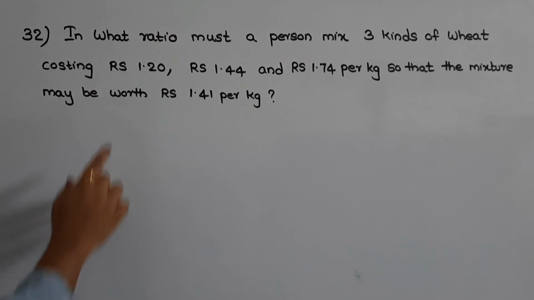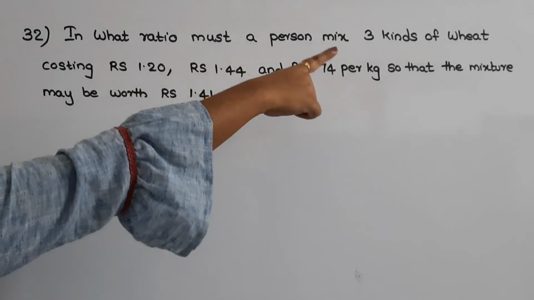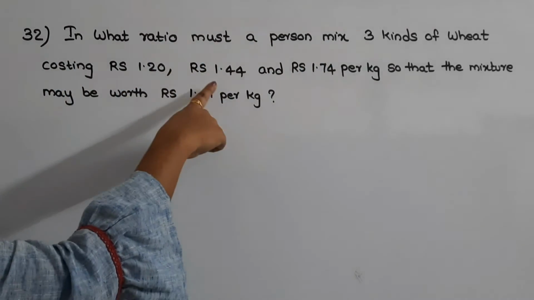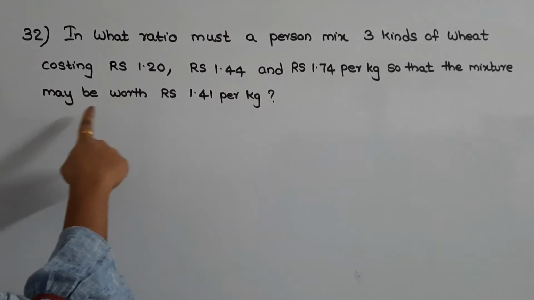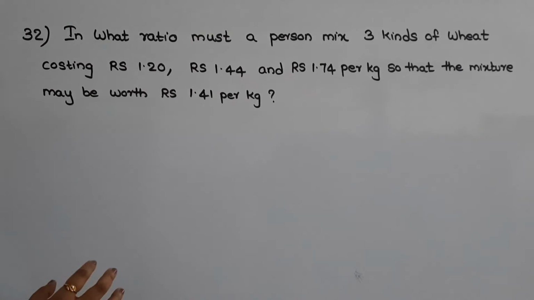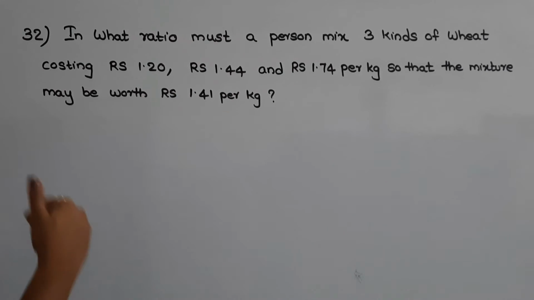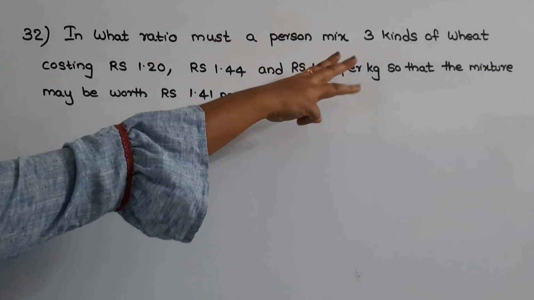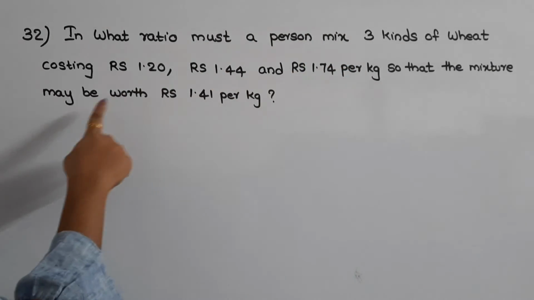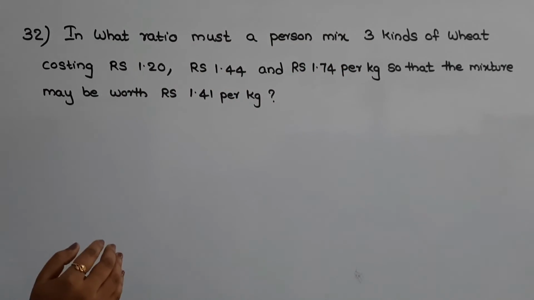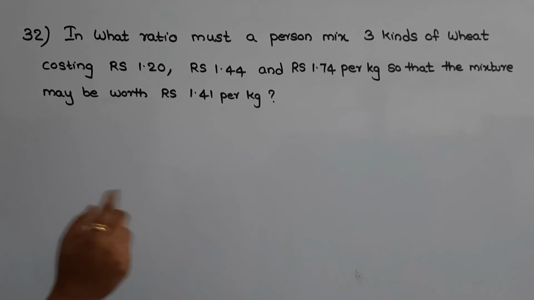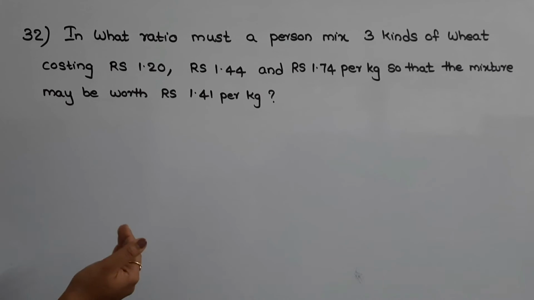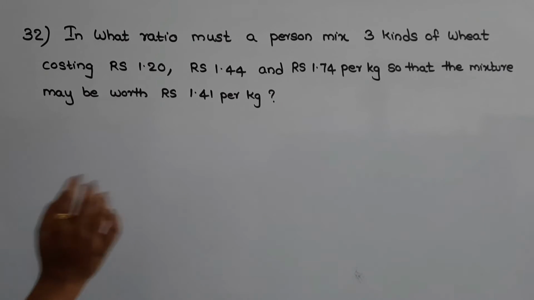The next question is, in what ratio must a person mix 3 kinds of wheat costing rupees 1.20, rupees 1.44 and rupees 1.74 per kg, so that the mixture may be worth rupees 1.41 per kg. So in this question, we need to find out in what ratio must a person mix 3 kinds of wheat such that the mixture costs rupees 1.41 per kg. Up to now we have done the questions based on mixing of 2 types of a product, but in this question we are doing the mixing of 3 kinds of a product. So let us see how to do this by alligation method.